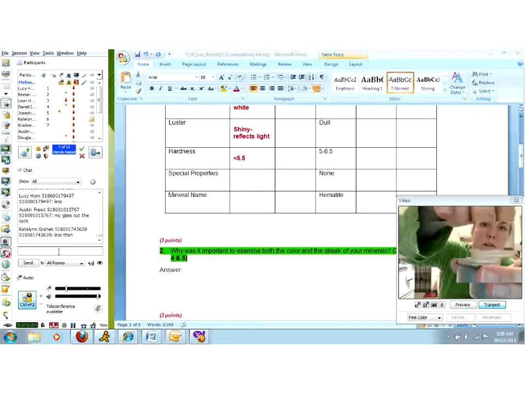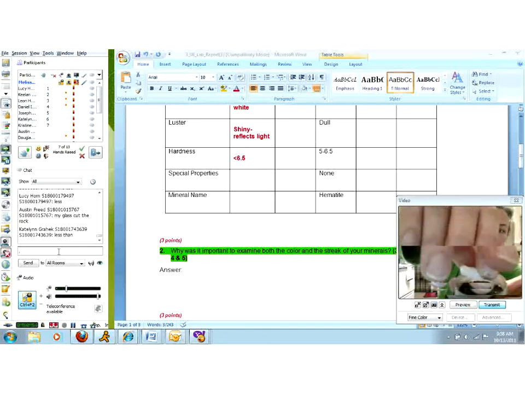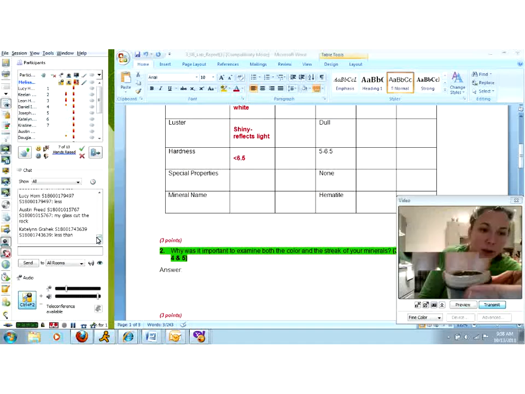If I did this, if I put my sample in, what would I see if my sample was magnetic, which is a special property? If this sample 7 was magnetic, what would the iron filings be doing?